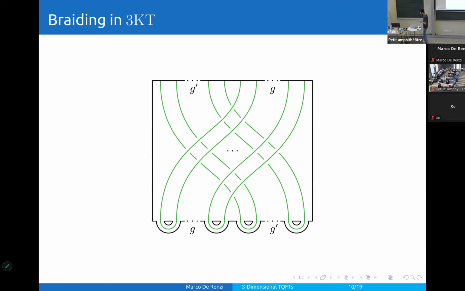And I will start by focusing on a subcategory of this one, which I will denote here 3TT, which is the subcategory of top tangles. This is going to be the subcategory of Kirby tangles that do not have closed components, only have the arc components. Morphisms have no closed components.